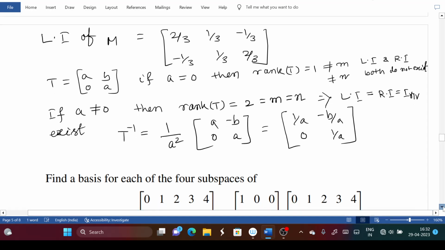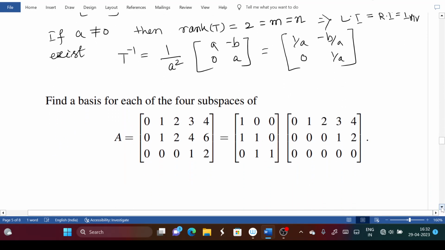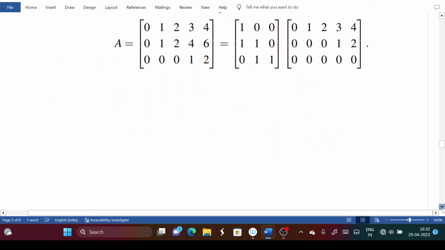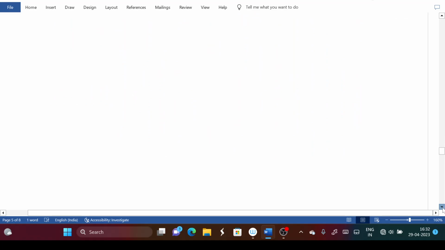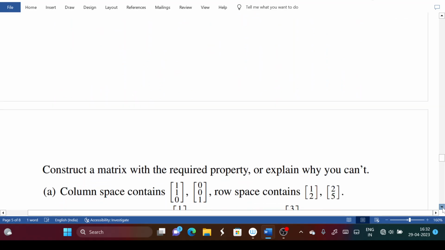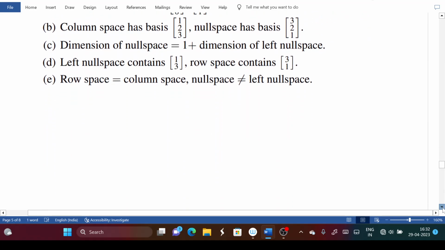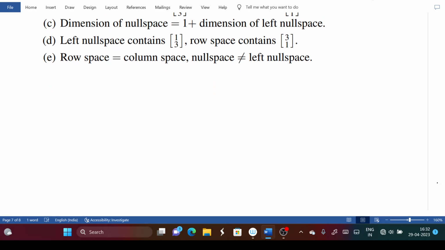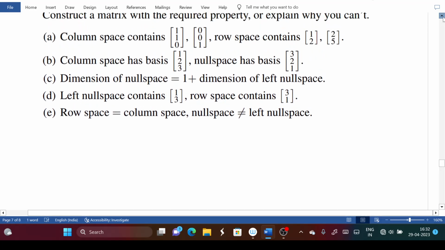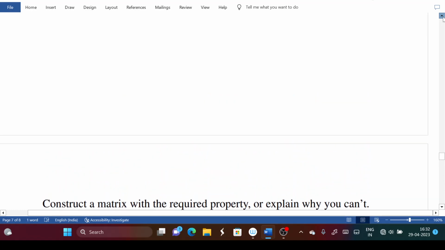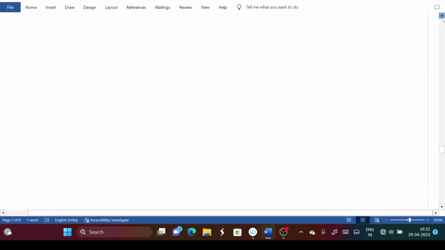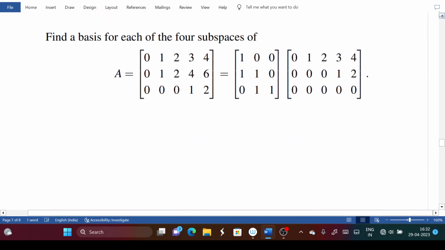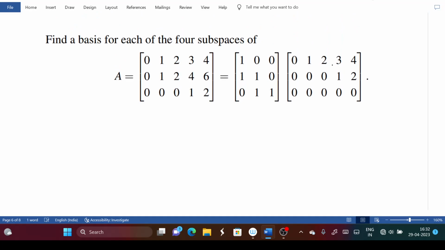Now here, find a basis for each of the four subspaces. Like this we have done several problems. Let me see how many questions are left. Several questions are left. Just I will give some hint here because we have already done such type of problems. So here it is the echelon form of the given matrix.